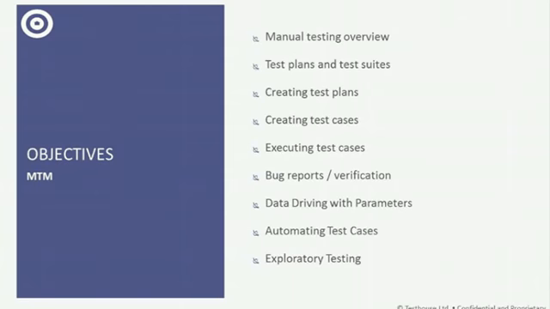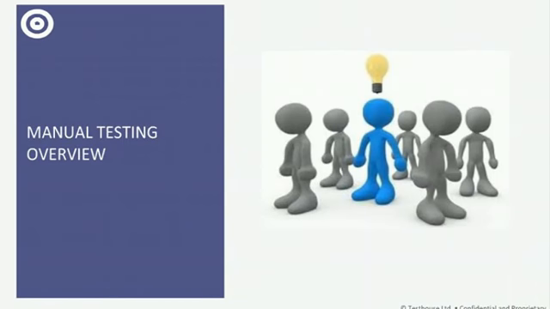So what we're going to be covering today is a very quick overview of manual testing and how MTM addresses that challenge, some information about test plans and test suites, and about the test cases as well, and how you create them and run them and create bugs as well, because when you're testing, that's a very important function, good bug reporting. Data driving with parameters, so you can vary your tests by using the same test case. How to do some automation, and finally some exploratory testing. There's quite a few topics to be getting on with. And at the end, we'll have a Q&A session.